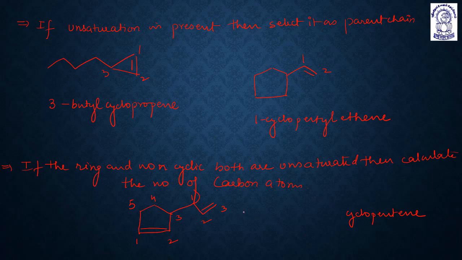This is having 3, 1, 2, 3. This will be a complex side chain, written in parentheses. On the third carbon, the side chain is attached to the main carbon chain. So 3-(prop-2-enyl)cyclopent-1-ene, or cyclopentene. Understood?